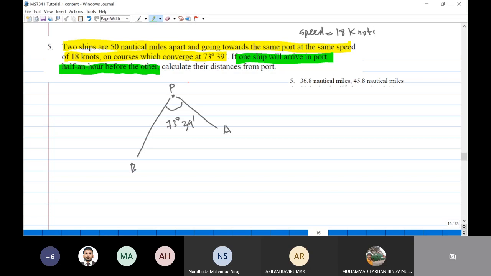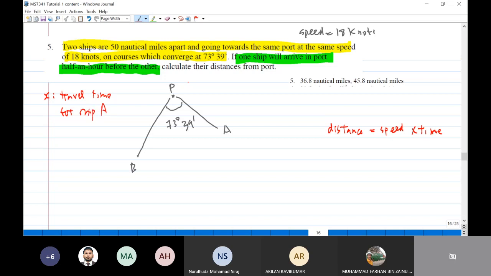So I must calculate distance now. Remember the distance formula: distance is equal to speed times time. They didn't tell you the time they travel, just that one arrives half an hour earlier than the other. So let's say x is the traveling time for ship A.